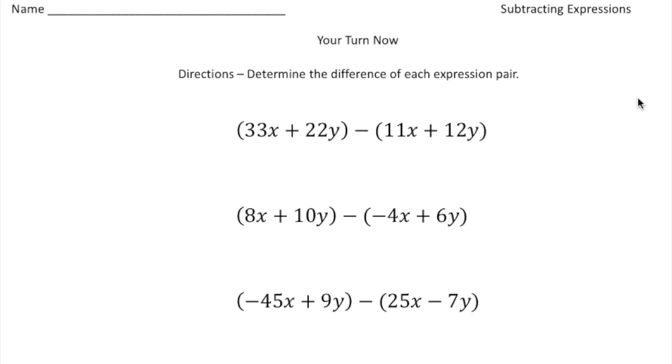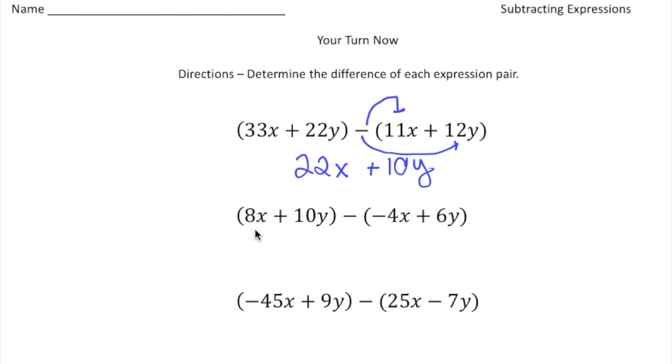Alright, welcome back. Let's see how you do with these practice problems. So we have 33x plus 22y minus 11x plus 12y. So remember, we're going to distribute this negative sign to both the 11x and also the 12y. So it's going to be 33x minus 11x, which is going to be 22x. And then 22y take away 12y, which gives us a 10y. That's the first one.